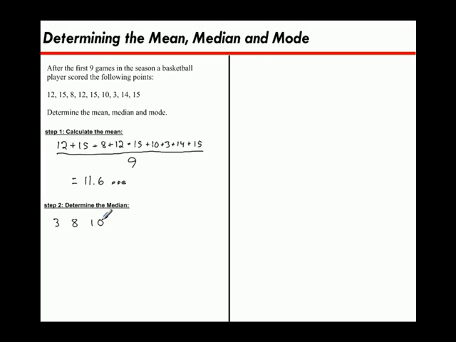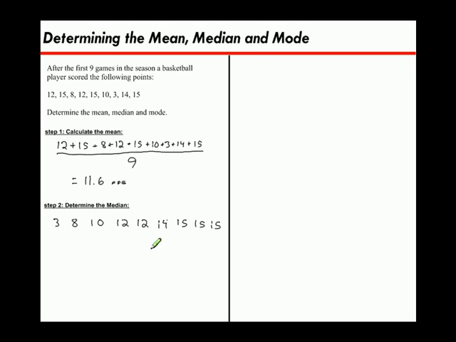So 3, 8, 10, and then we have 2 12s. I'm going to put down both of those 12s. And it looks like there's a 14. Then if I look carefully, it also looks like there's 3 15s that I need to include in that list.